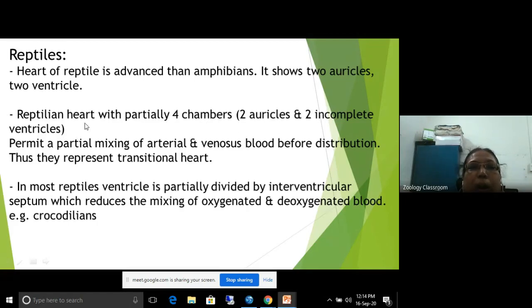Sometimes it is called a 3.5-chambered heart. And there is partial mixing of arterial or pure and impure blood before distribution, so these are called transitional blood. In most reptiles, the ventricle is partially divided by an interventricular septum, which reduces the mixing of oxygenated and deoxygenated blood. For example, in the crocodiles.